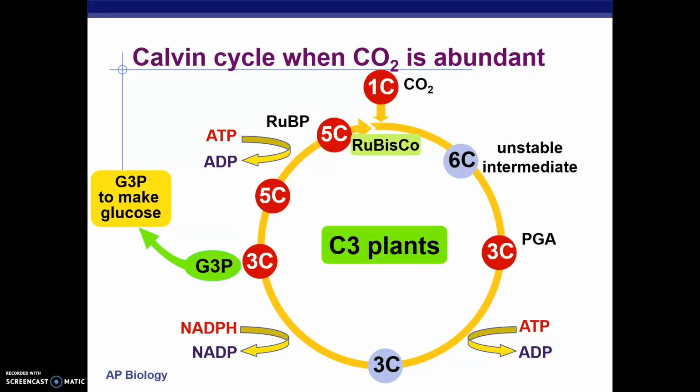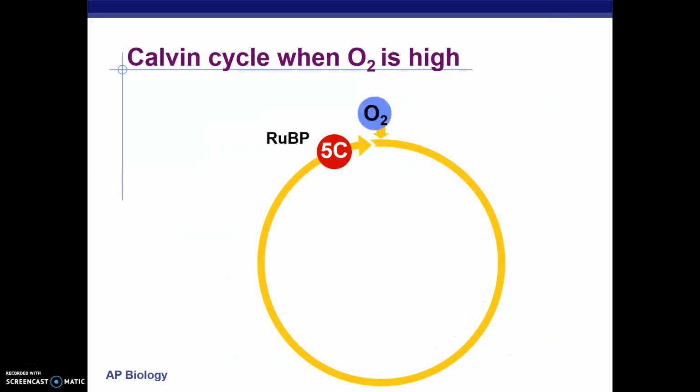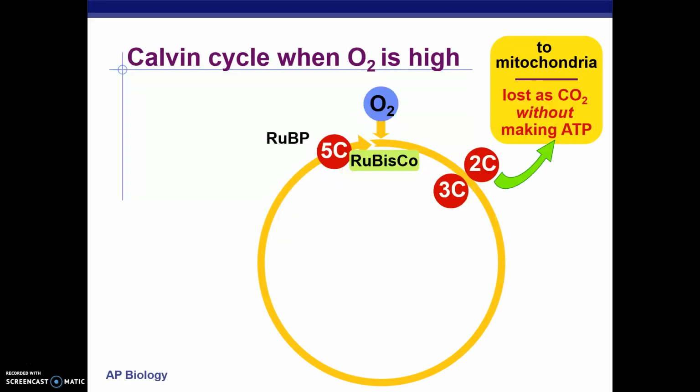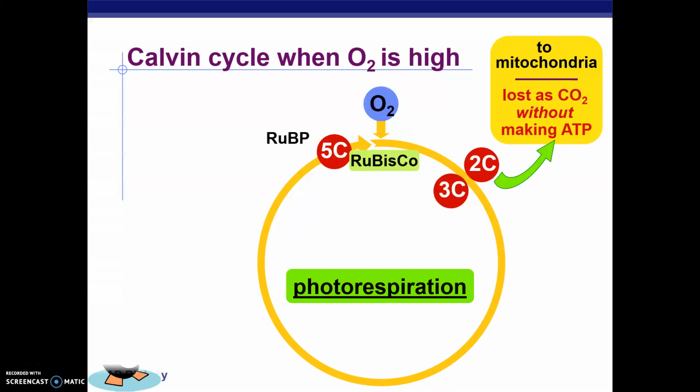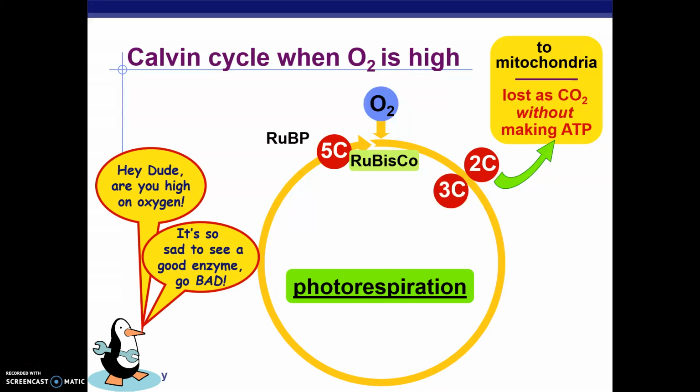So here we see a typical Calvin cycle producing the C3 glucose molecule, but when oxygen is high, instead of carbon dioxide coming together or binding with 5-carbon RuBP, oxygen will bind to it. It will release carbon as carbon dioxide. It will not make energy. This process is called photorespiration.